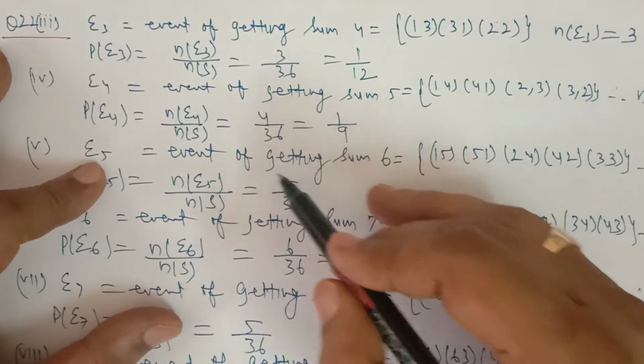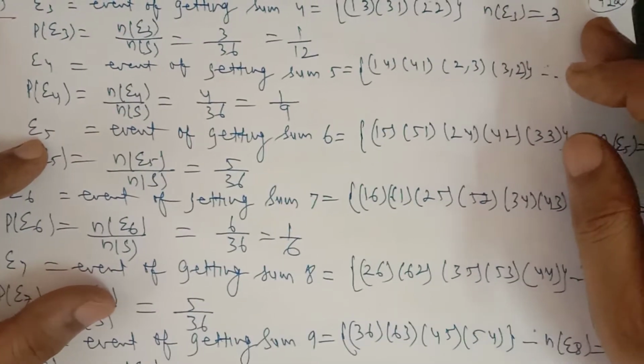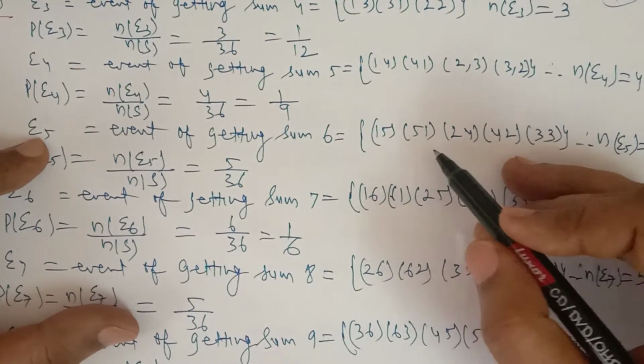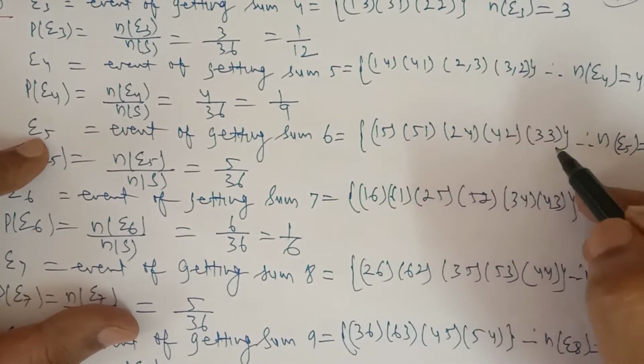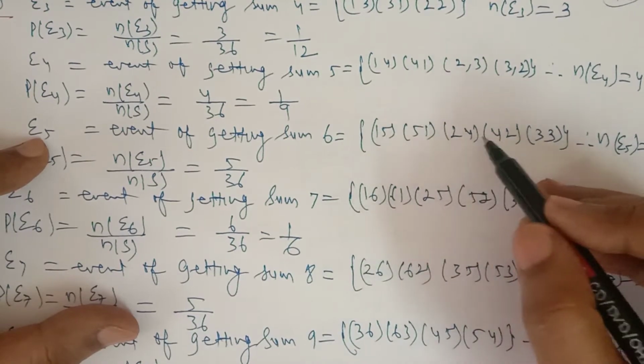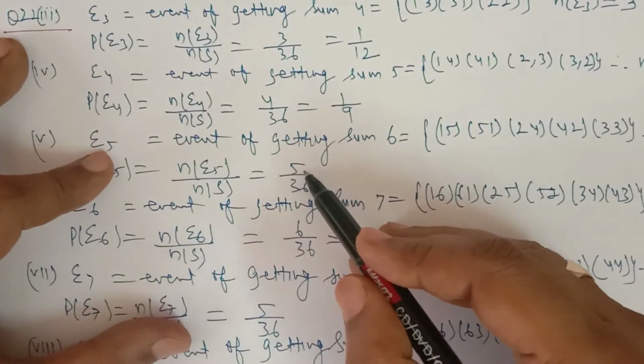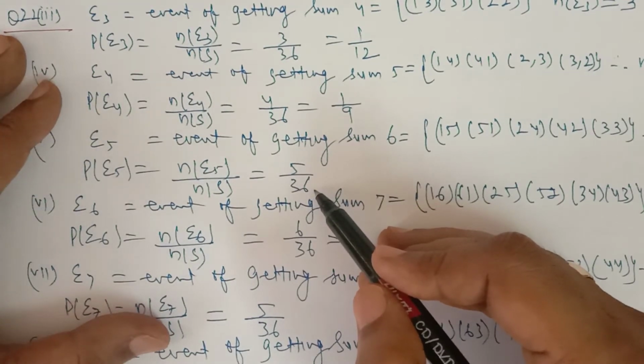Let E5 be the event of getting a sum 6. Now how can the sum be 6 in the pair of dice? It can be (1,5), (5,1), (2,4), (4,2) or (3,3). So how many events are there? 1, 2, 3, 4, 5. That is 5 upon 36, because the events are 5 and the sample space is 36.